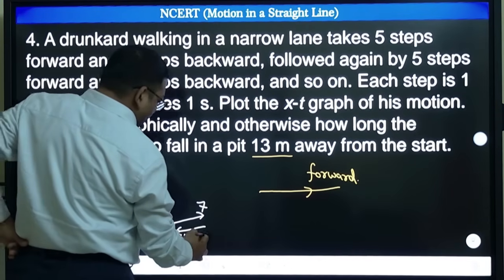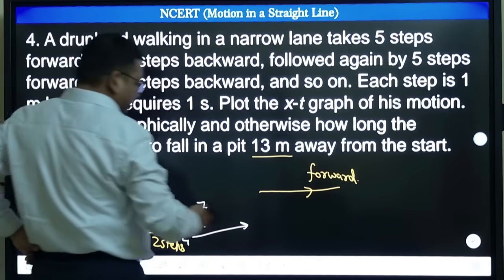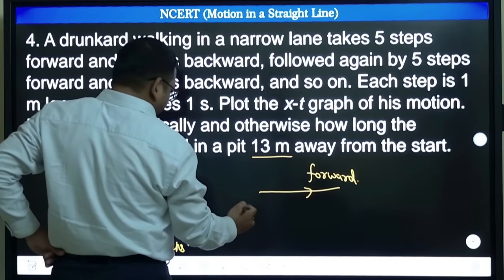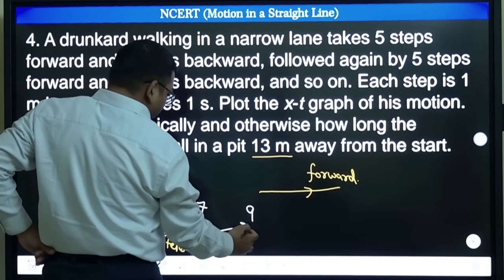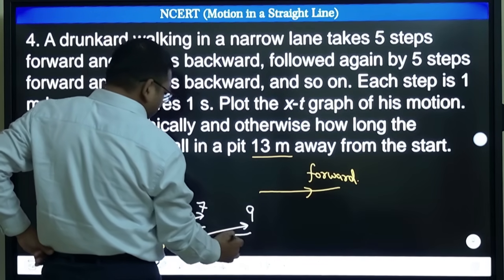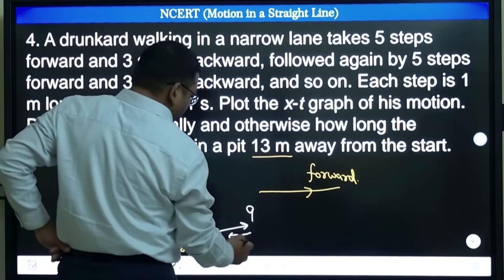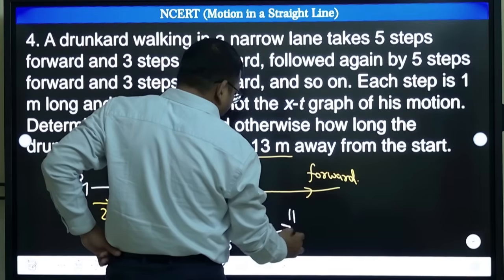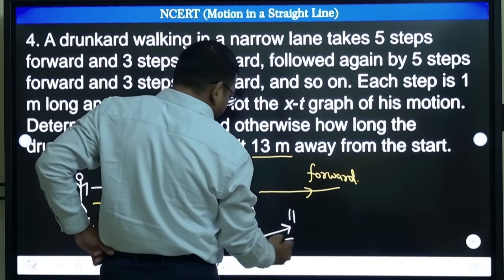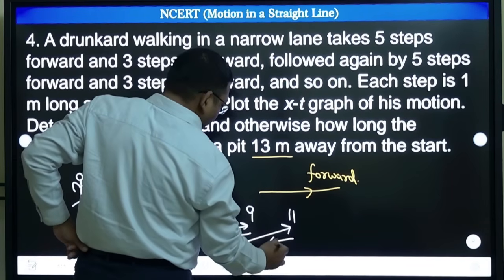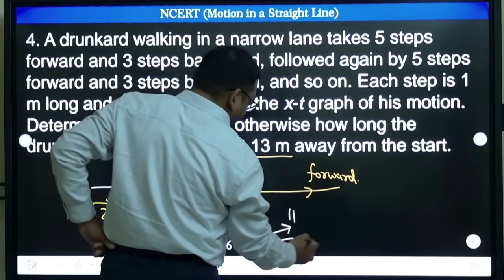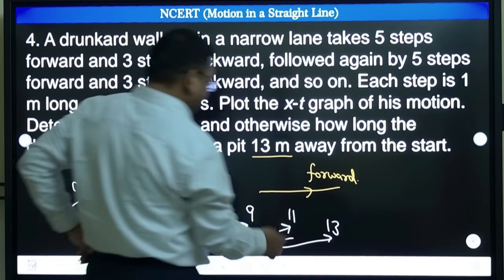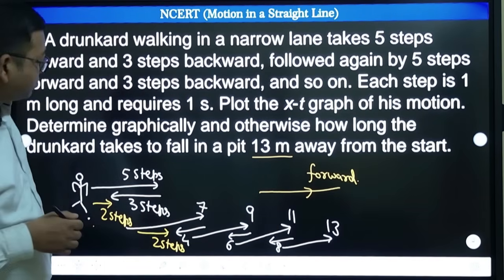Now from 4 again he will go forward. Just think about it. 4 plus 5, 9 it will come, right? And from 9 you subtract 3, it has become 6. From 6 again you add 5, 11. From 11 again you subtract 3, 8, and from 8 you add 5, so it has become 13. So that means in the forward step, he is falling now.